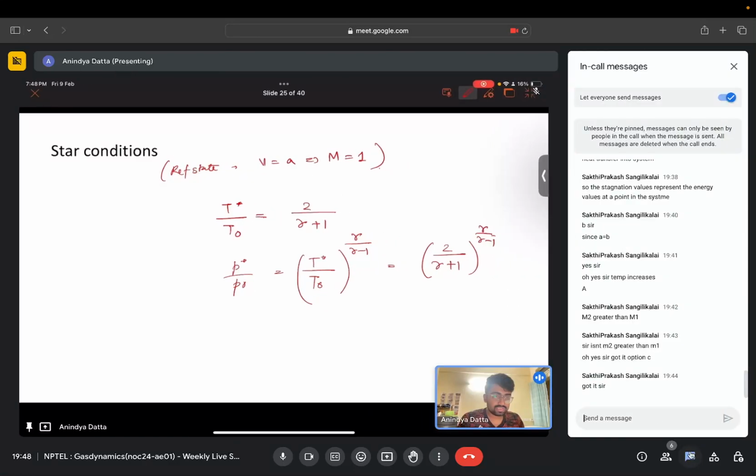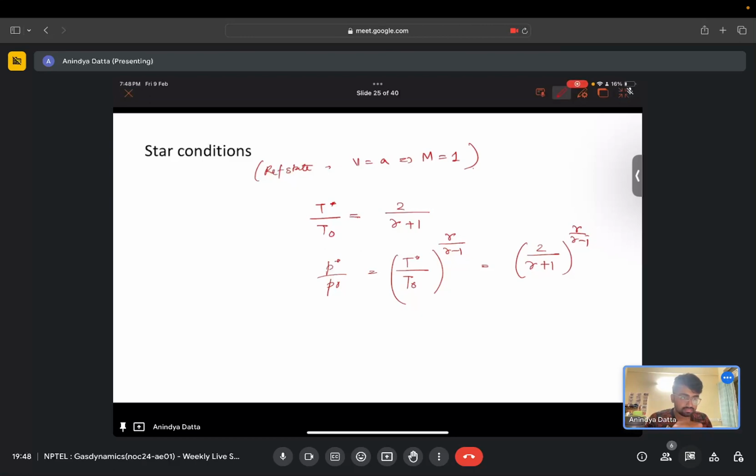So any questions about the star state or critical state? Again, remember, stagnation and critical states are thermodynamically equivalent reference states corresponding to the flow state. For the given state point, we are considering another reference state point, assuming we take the fluid from that state point to the reference state point. For star conditions, the reference state is when the flow velocity is equal to sonic velocity. For stagnation conditions, the reference state is when the flow velocity is equal to 0.